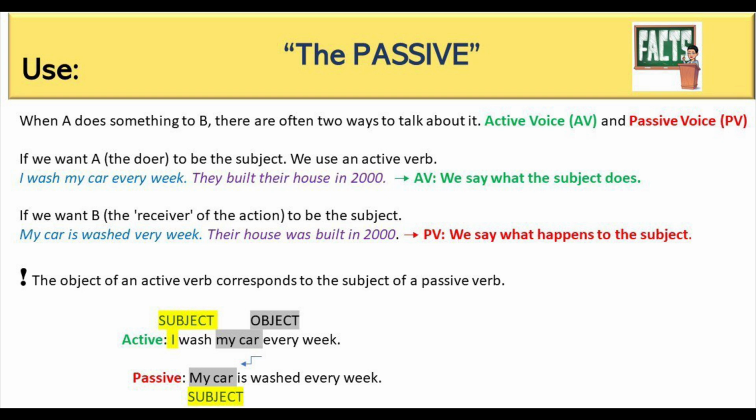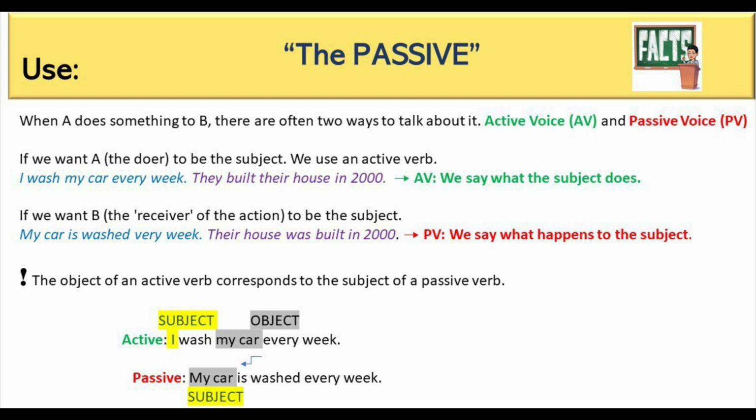For example, I wash my car every week. They built their house in 2000. So the active voice is that we say what the subject does. In this case, it's washing the car, building the house. If we want B, the receiver of the action, to be the subject, then we use the passive voice. So the example would be, my car is washed every week. Their house was built in 2000. So in other words, we are saying what happens to the subject.